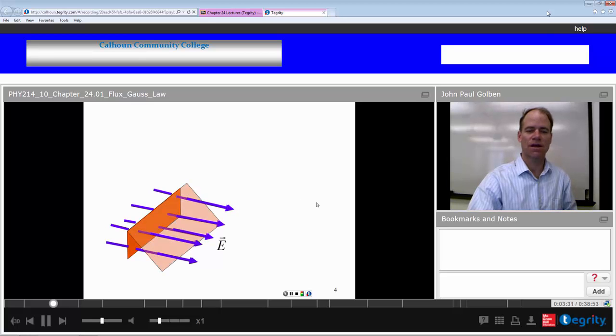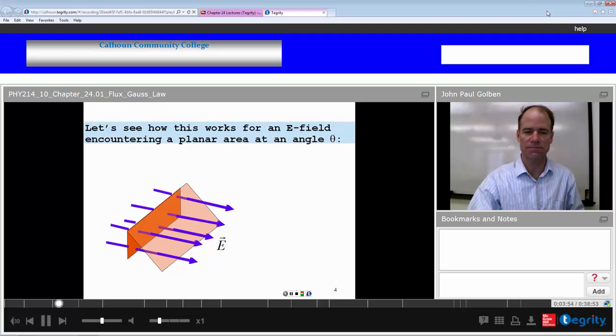Here's how it might look. Let's say I had a flux moving like this through some planar area, this rectangle here, and then I had another rectangle at an angle here with larger area, but in both cases I have the same flux going through both of those areas. I have these flux lines going through the first one and the same flux lines going through the second one. So they both have the same flux.